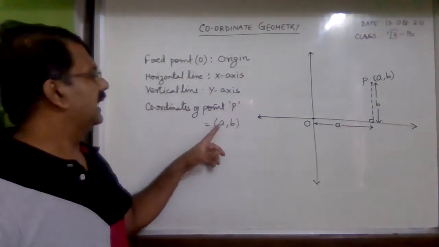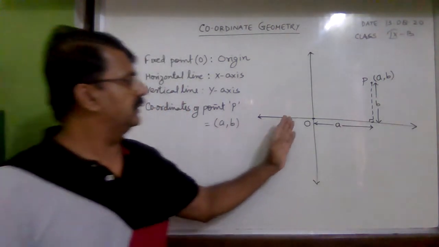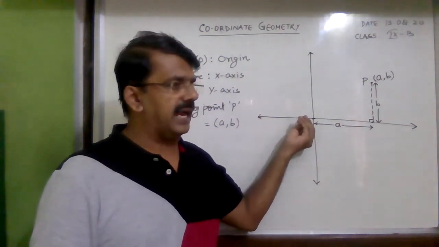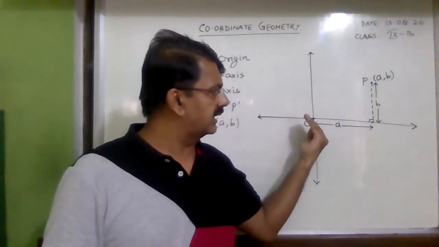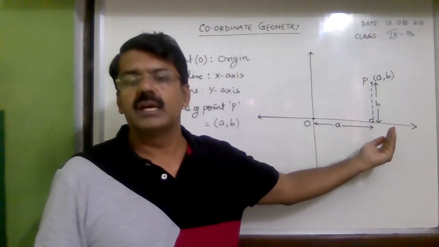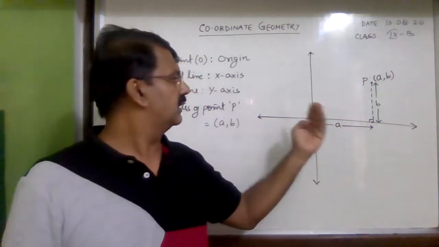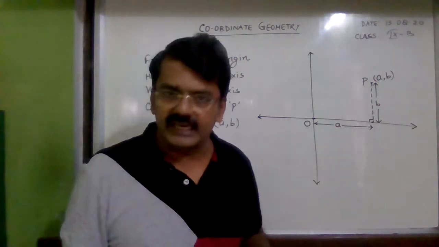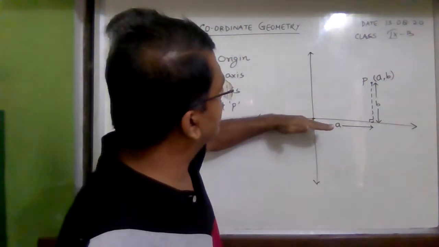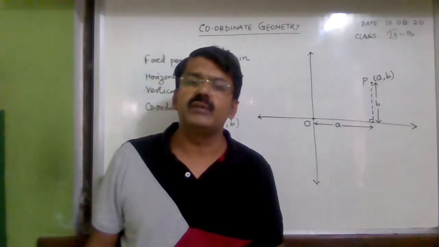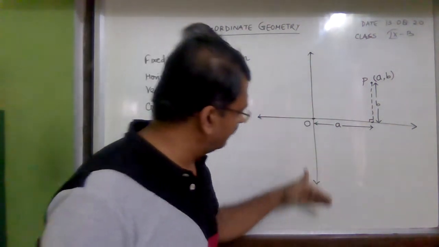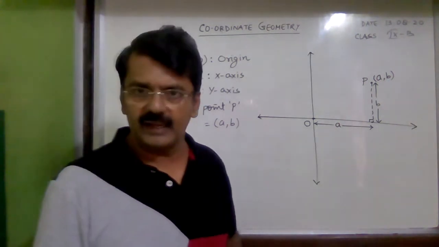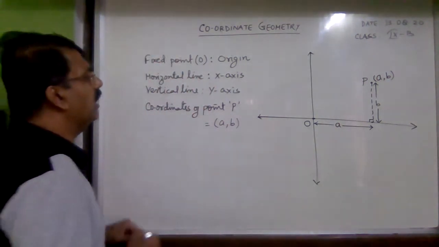Clear? a comma b. Now you know, as in the graph, when we move on the right hand side on x-axis, we take that distance as positive, and when we move on the left hand side, we take that distance as negative. Similarly, along y-axis, when you move up, then we take it as positive, and when we move down, then we take it as negative. Clear?